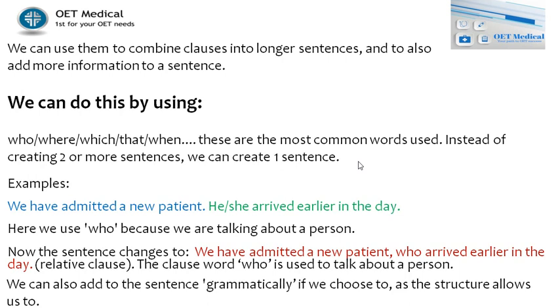Okay, so the clause word who is used to talk about a person. And we can also add to the sentence grammatically if we choose to, because this structure allows us to. So we have admitted a new patient who arrived earlier in the day, and who, we could even say who again, but we don't need to. There are different ways that we can continue.